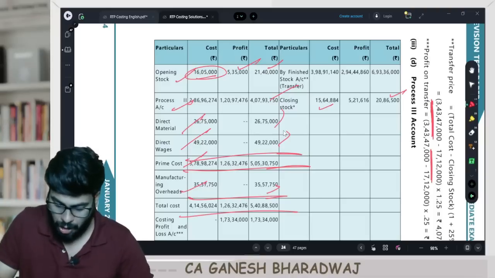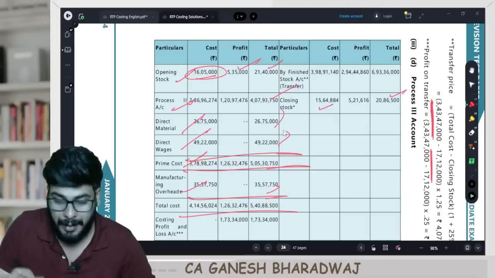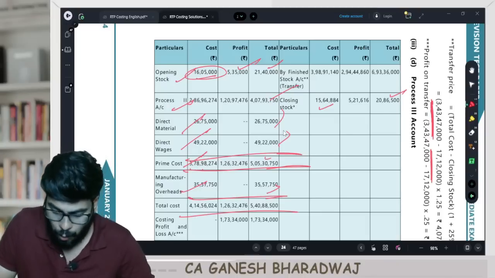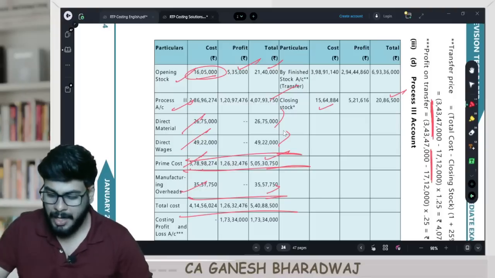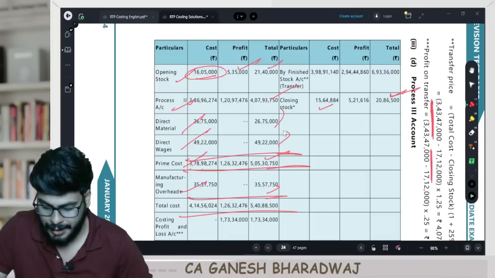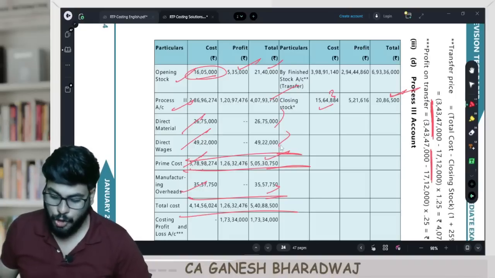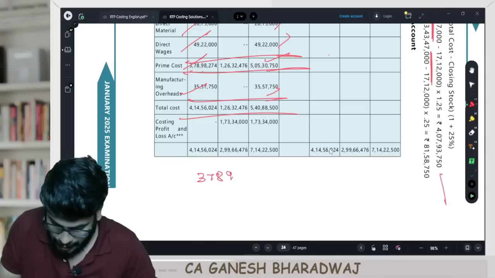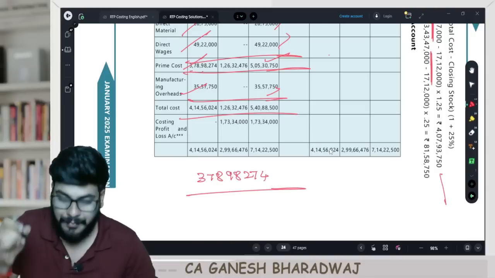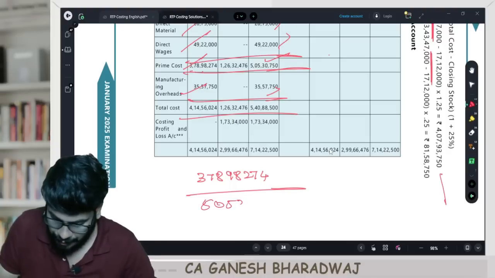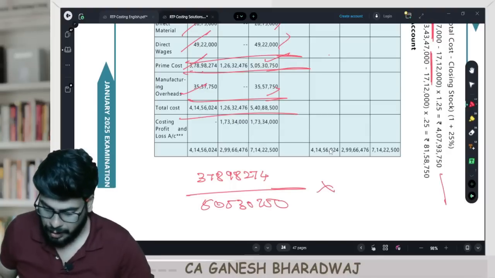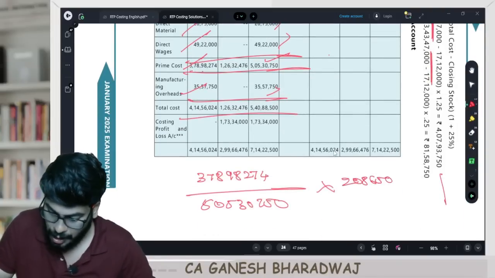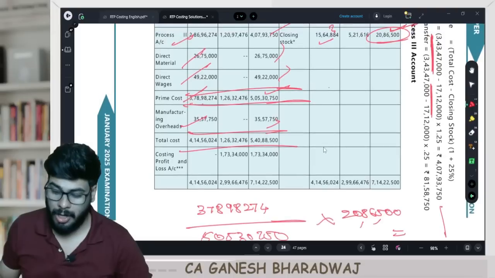Similarly, you can use this prime cost component. If the prime cost in the cost column is 378,98,274, the total value is going to be 5 crore and 5 lakh something. So here, if I have a total of 20,86,500, how much should be my corresponding cost? You proportionate it. So how will you do that? 3 crore 78 lakh 98,274. If that is the cost, the value is how much? 505,30,750. Now, if the total value is 20,86,500, how much should be my cost corresponding to that?